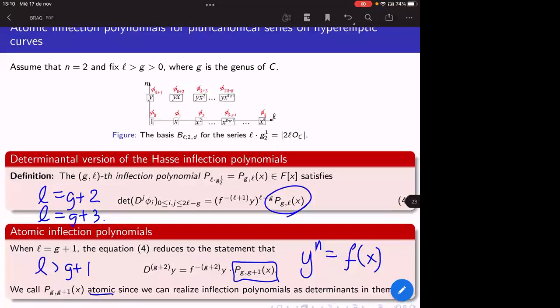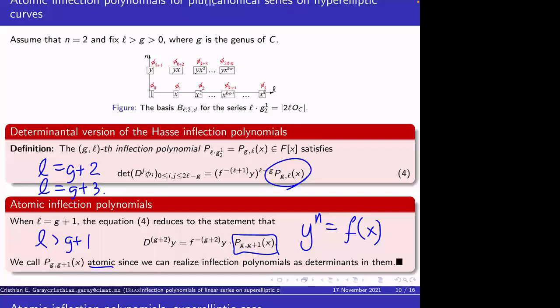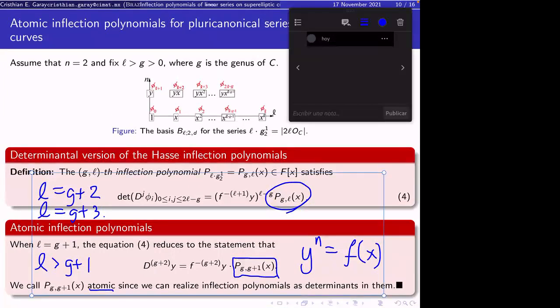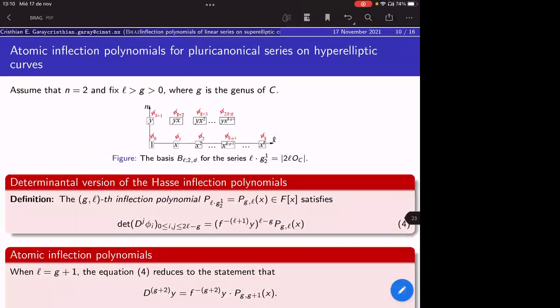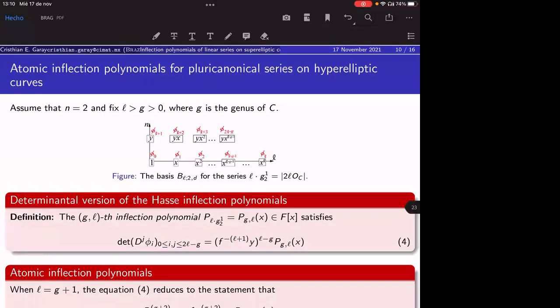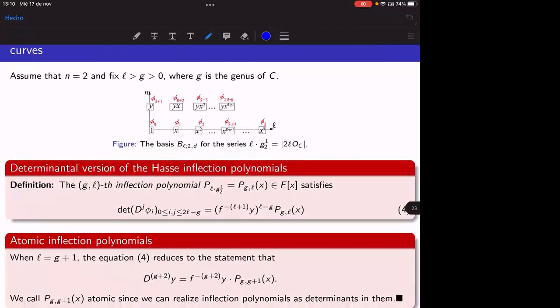So this tells you that the inflection of this, so for example, let me be clear here. When you do L equal g plus 1, this corresponds to the fact of erasing everywhere all the members but this one. And this inflection polynomial is computing the inflection of this linear series.